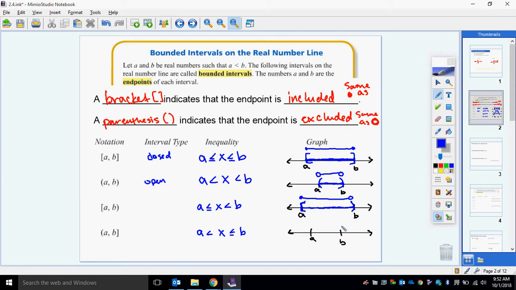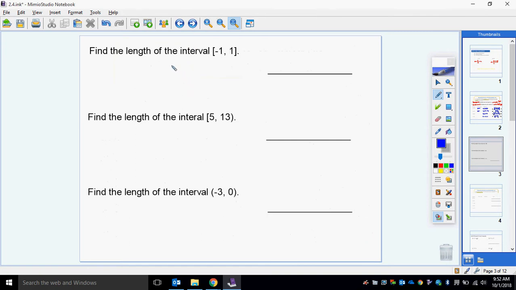So on my graph, A gets a parenthesis, B gets a bracket, all the numbers in between. In other words, open circle, closed circle. All right, let's find the length of the interval -1, 1. So if we're thinking about this on the graph, here's -1 and here's 1, and 0 would be in between it. This would be a bracket, and everything in between.